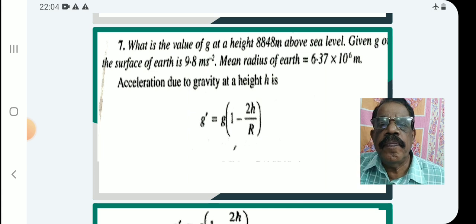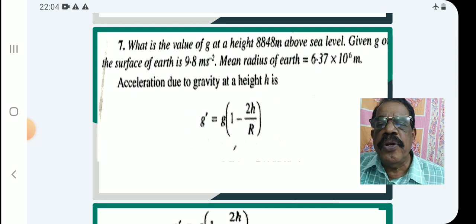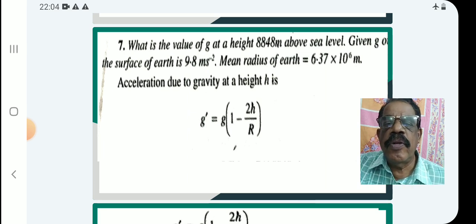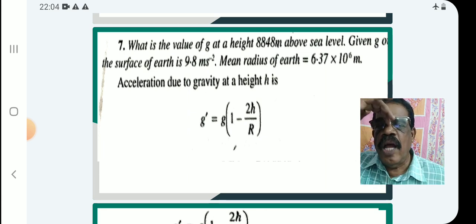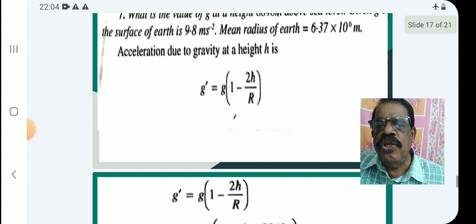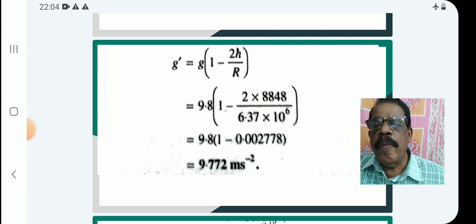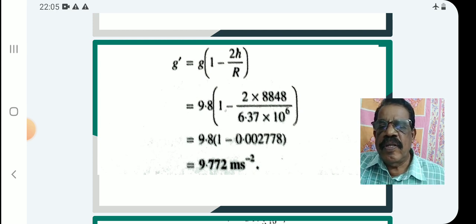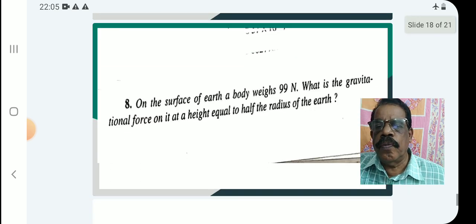Given g at the surface of Earth is 9.8 meters second raised to minus 2, and mean radius of Earth is 6.37 into 10 raised to 6 meter. Answer: acceleration due to gravity at a height h is g dash equals g into 1 minus 2h by R. 9.8 into 1 minus 2 into 8848 by 6.37 into 10 raised to 6, equal to 9.8 into 1 minus 0.002778, that is 9.772 meter second raised to minus 2.